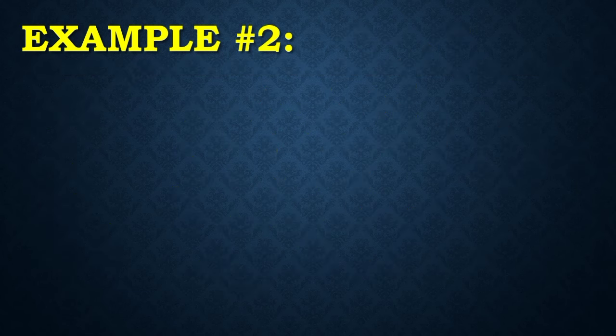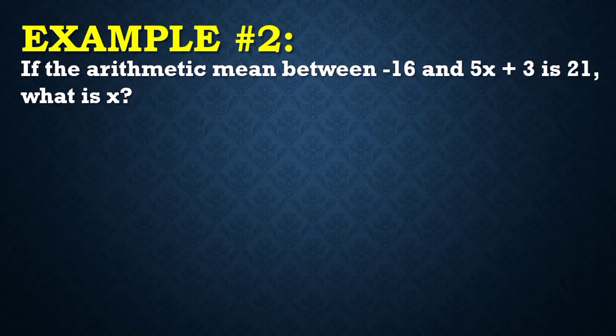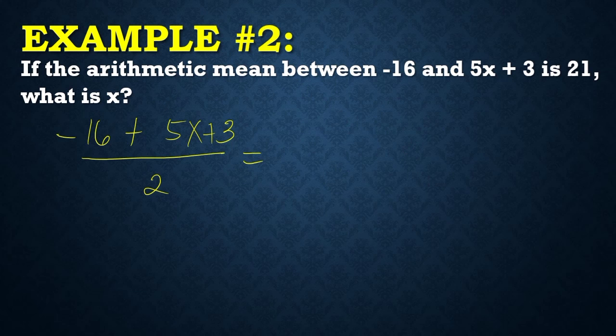Okay. So, next problem, if the arithmetic mean between negative 16 and 5x plus 3 is 21, what is x? So, gagamitin natin muna yung unang process. So, ganito ang mangyayari. Negative 16 plus 5x plus 3 divided by 2 is equal to 21. So, dahil dito, given yung arithmetic mean, hinahanap lang natin yung value ng x. So, ganito ang equation na ma-form nyo dapat.